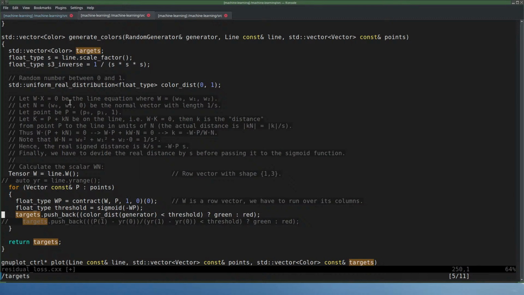Wx equals 0. Let Wx equals 0 be the line equation, where W is, you know, and N is that. Same thing as is in the readme that I just wrote. Let N be that, be the normal vector with length 1 over S. Yeah, we'll even talk about the scale factor here. Sophisticated comments. Let point P is P0, P1, 1. Also 100% correct. Nothing to say about that. Let P plus Kn be on the line.